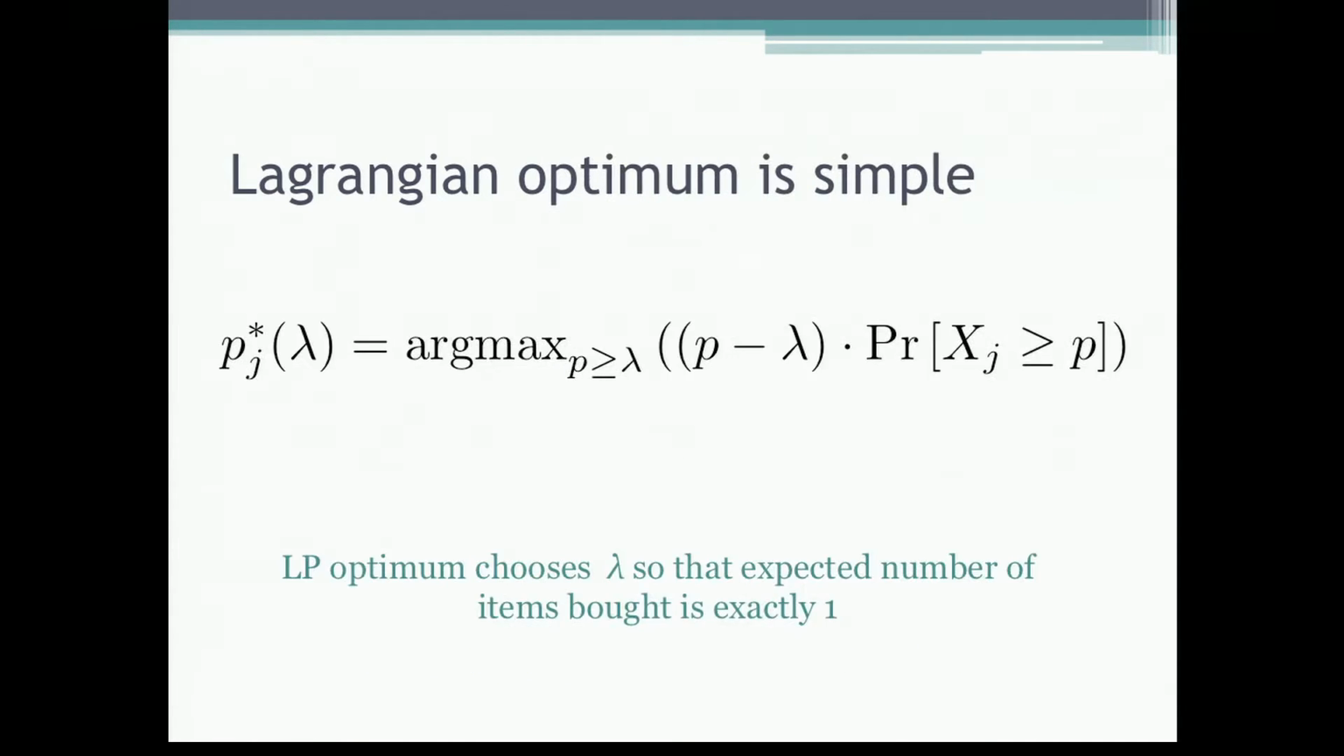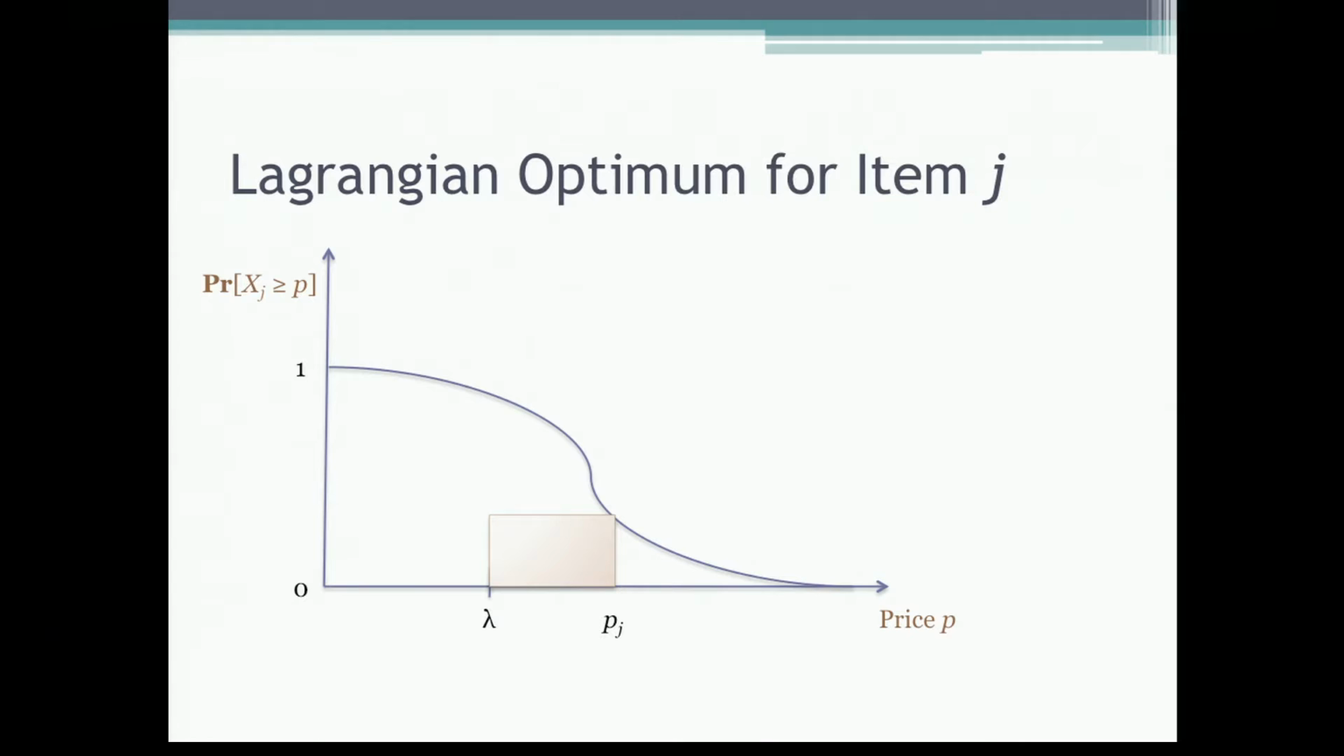And the price that it will find you is essentially that price that maximizes this area. Okay? So what the seller knows is this distribution. He knows this curve for the item j, right? And suppose you fix a lambda, what the Lagrangian gives you is this price pj that maximizes this area. So you get one price for each item. That's what the Lagrangian gives you.